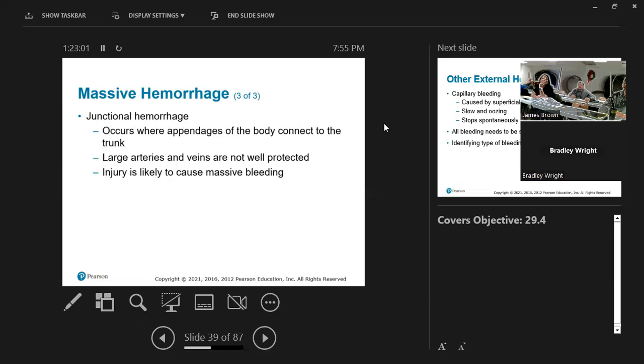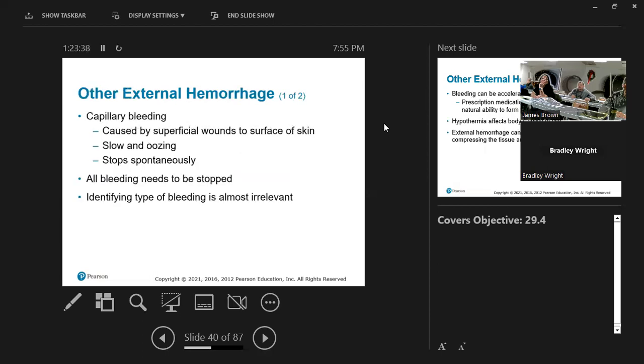I know the Army got away from it for a while, but they said if you had a groin bleed or something, you'd drop a knee into it. And that's what they still teach at FLETC. Still get taught it, huh? Yeah. But yeah, junctional hemorrhages, I think we're probably going to go into wound packing a little bit later, if I'm not mistaken. So we'll leave that for later. But yep, junctional hemorrhages, just remember, it's where the limbs connect to the trunk.